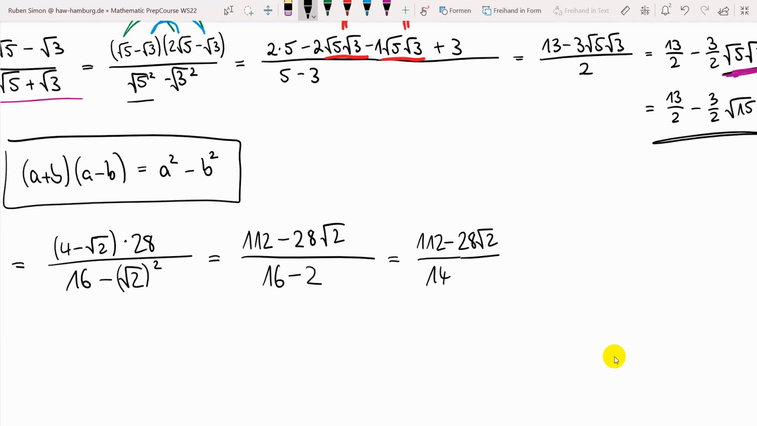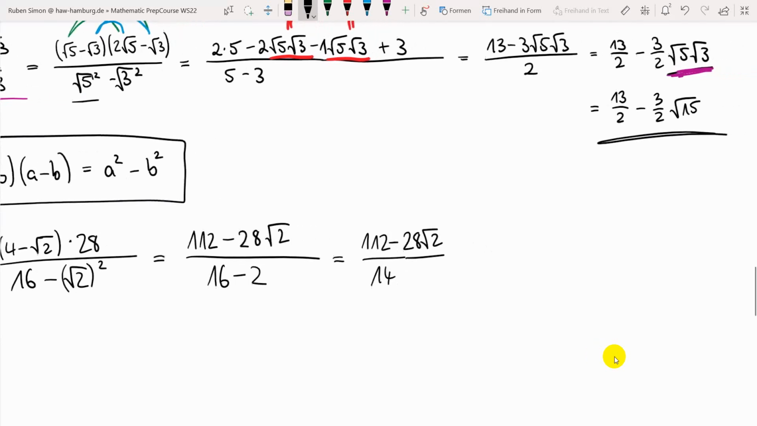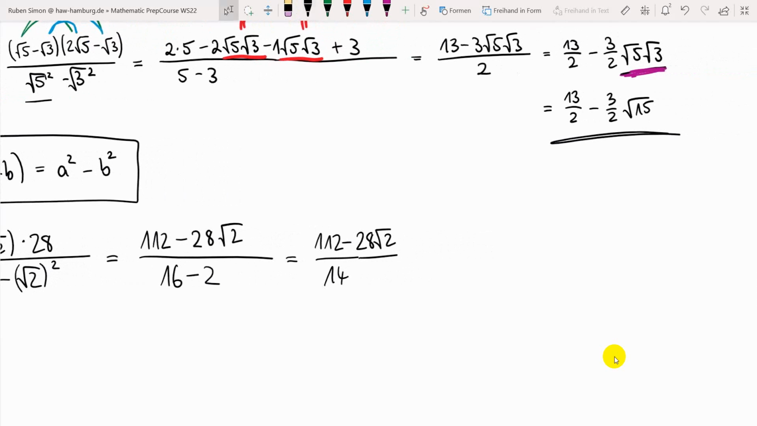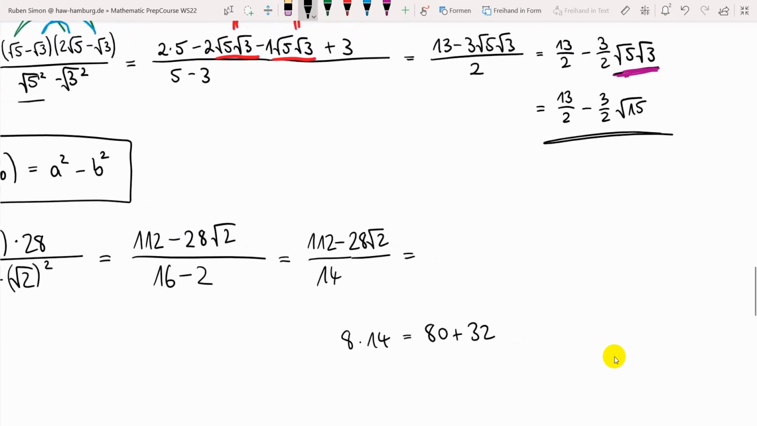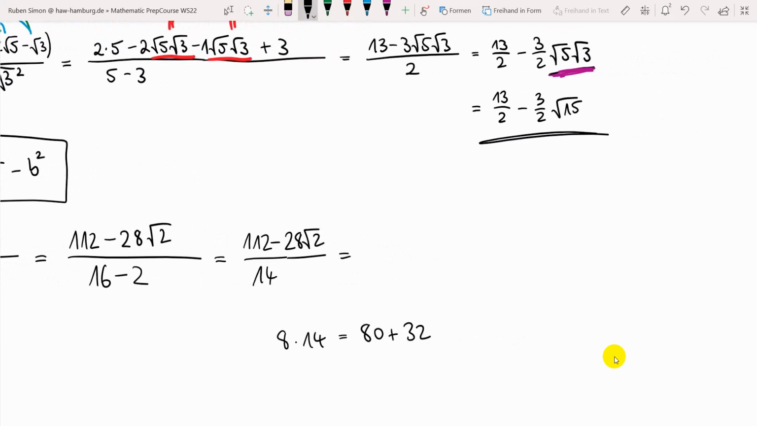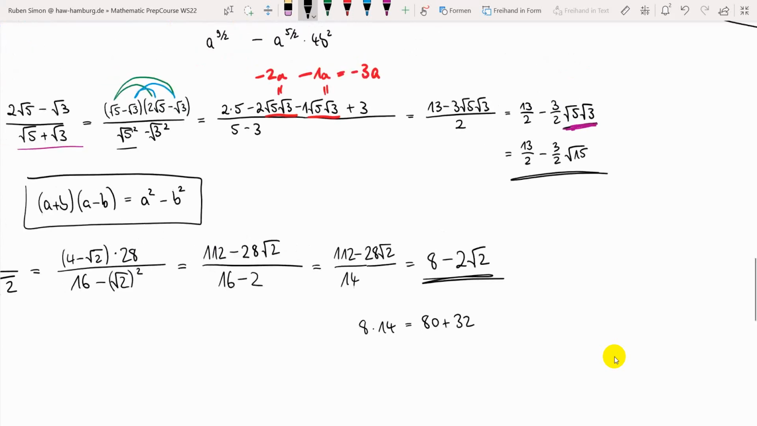And then, some of you may already have figured out that you can divide 112 by 14. Should be possible. Just a second. Yes, 8 times 14 is 80 plus 32. So this is 112. So 112 is divisible by 14, and this is 8. And 28, of course, is divisible by 14 too, and is 2. And that's why this is the final result of this task.